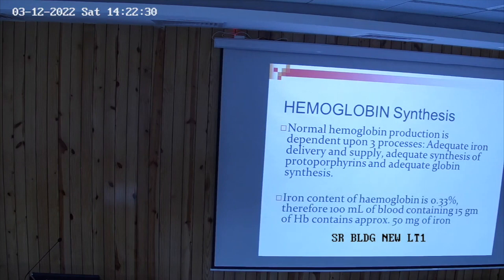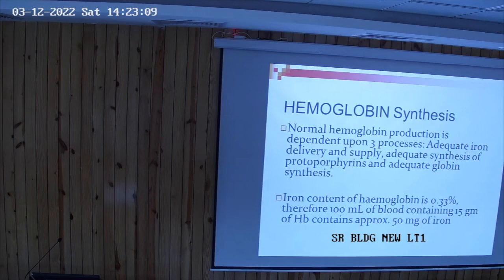Now, for normal hemoglobin production, what are the 3 requirements? The most abundant and most important requirement is iron. Which type of anemia is most common in India? It is iron deficiency anemia which is most common in the Indian population or Indian scenario. Okay. Why is there a requirement of iron? In pregnancy, pregnancy is a normal physiological process, aging is a normal physiological process.